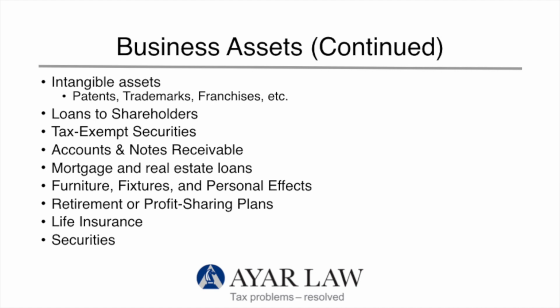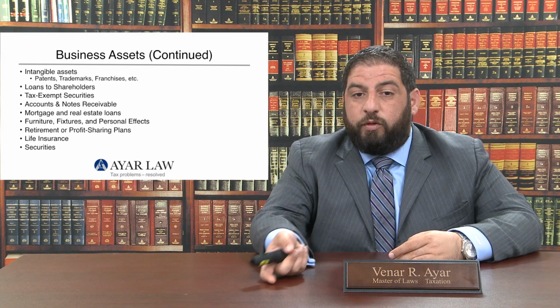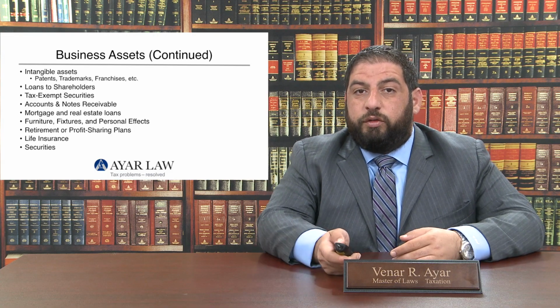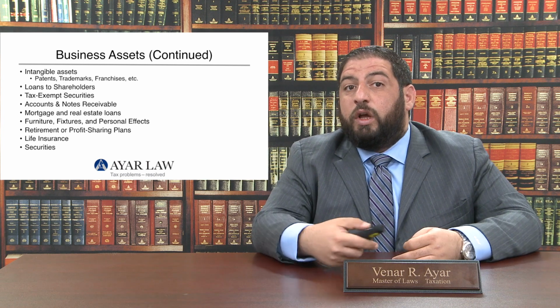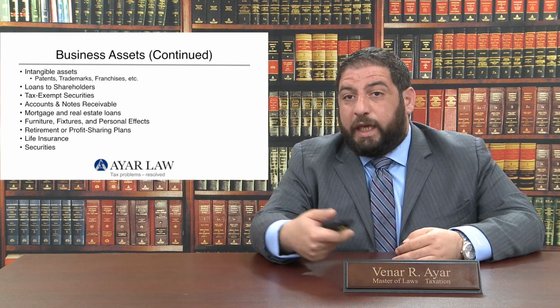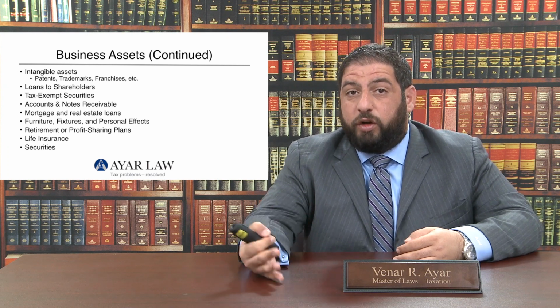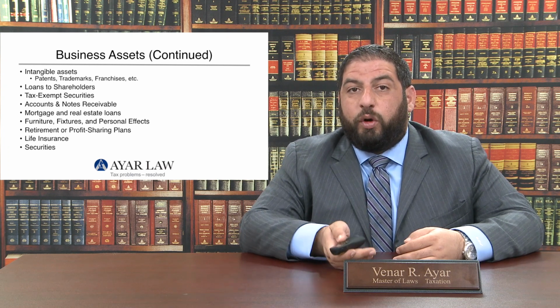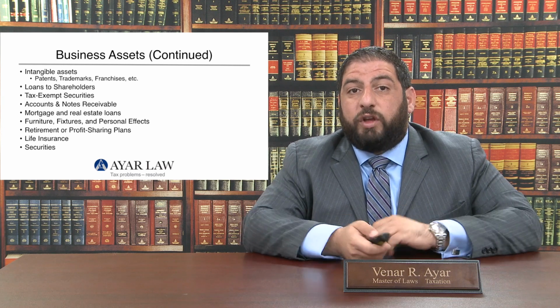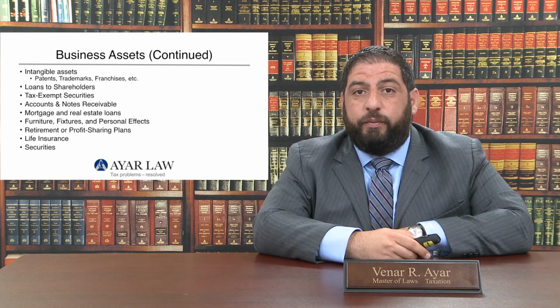They're looking at real estate loans and mortgages that you might hold as a business, furniture, fixtures, retirement plans, life insurance, securities. Those are more on the personal side, the retirement plans and the life insurance, but businesses can have that too. A lot of businesses will take out key man life insurance policies where they carry insurance on some of their more important people, and those can be assets if they have a value.